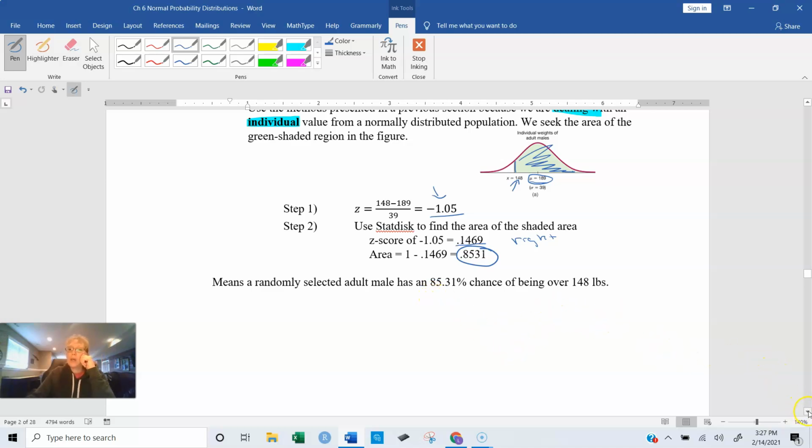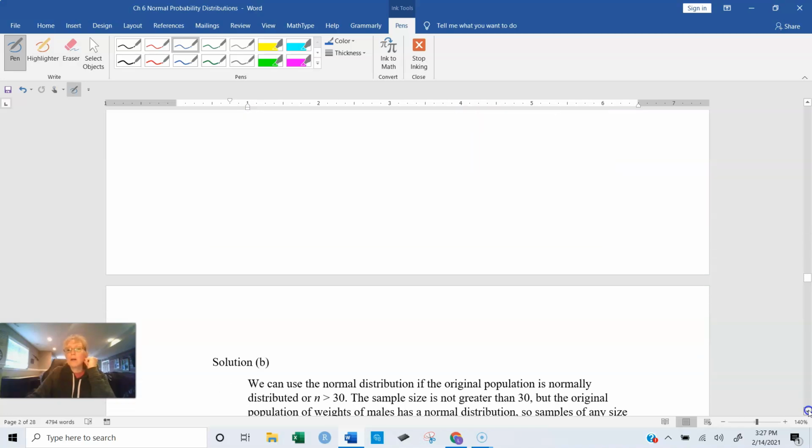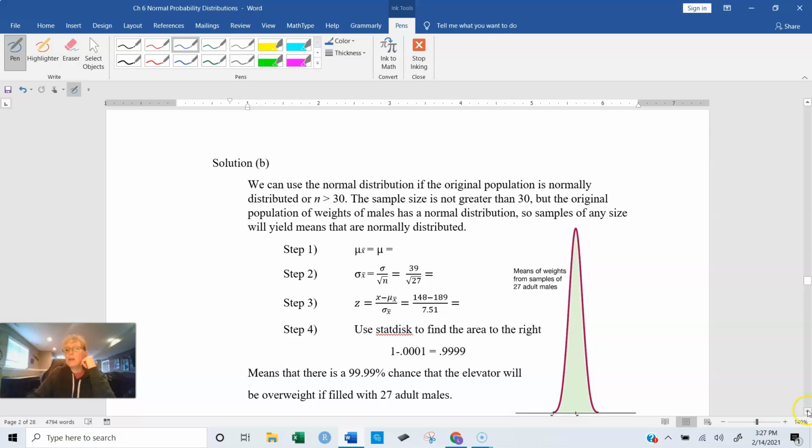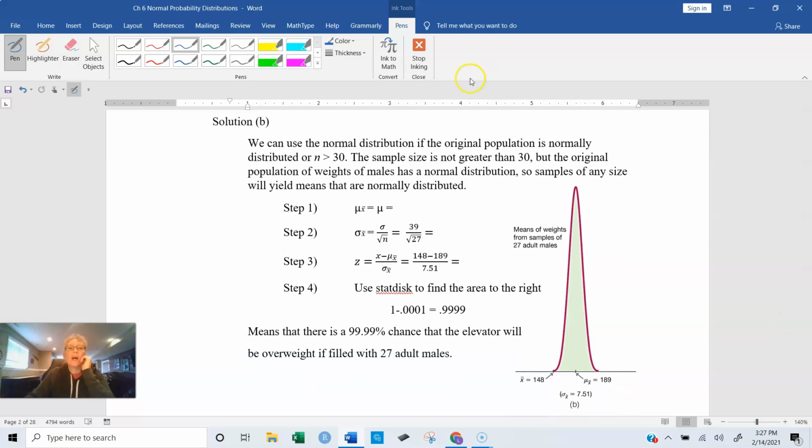All right, this is not looking good when we have 27 guys. So now what's the probability that this elevator is going to crash if I have 27 adult males? Now we use our normal distribution and the information we're given. We know that the average of the x-bar is equal to the average, which is 189. That stays. Now, my standard deviation is 39 pounds divided by the square root of 27. When we calculate that out, we get 7.50555, which rounds to 7.51.